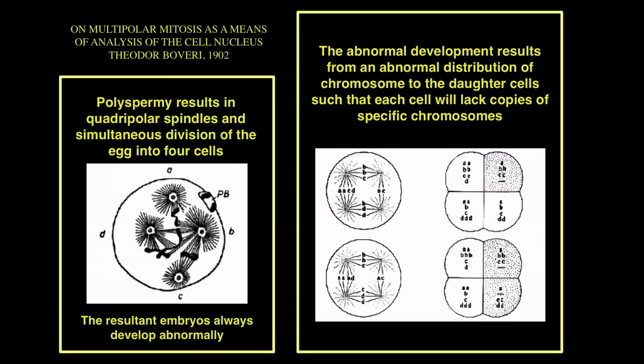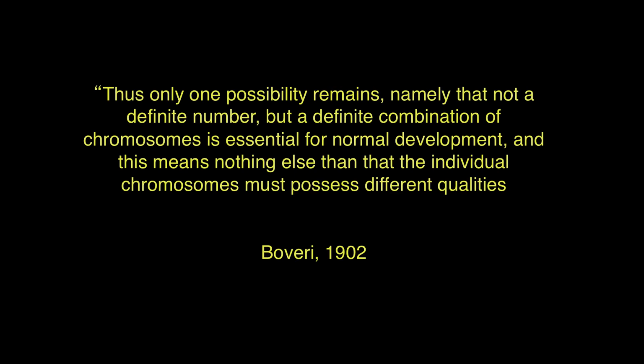And he did a whole set of experiments to show that it was actually the combination of chromosomes that was important, rather than the amount of DNA. And the conclusion was: the only possibility remains, namely that not a definite number, but a definite combination of chromosomes is essential for normal development. And this means nothing else than that individual chromosomes must possess different qualities.